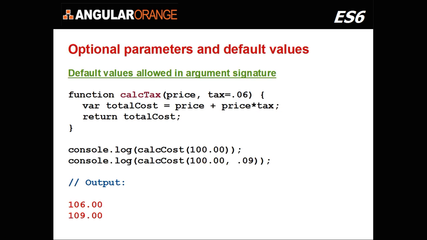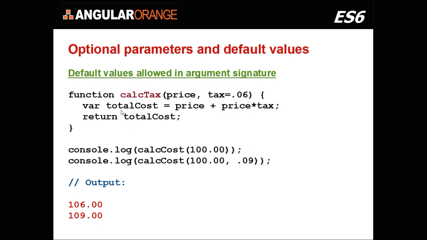Okay, optional parameters and default values. Default values are allowed in the argument signature. So you could have a function called calc_tax, which takes a price and a tax equals 0.06. The function can be called with one argument or two arguments. If it's called with one argument, the default value is 0.06. If it's called with two arguments, the default value is overridden.